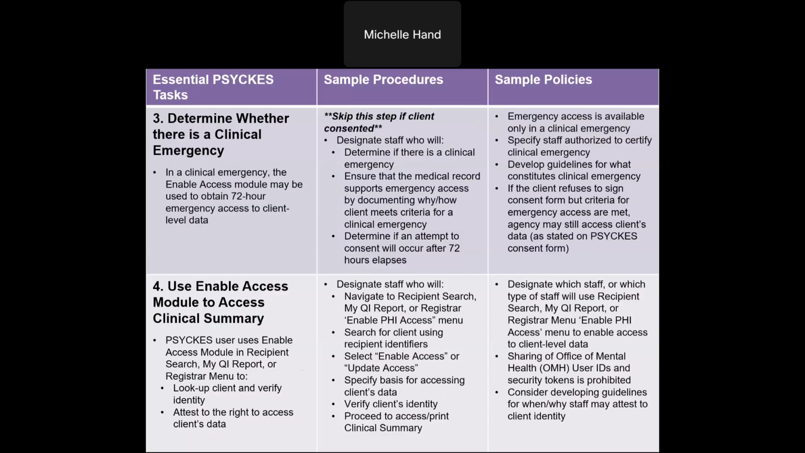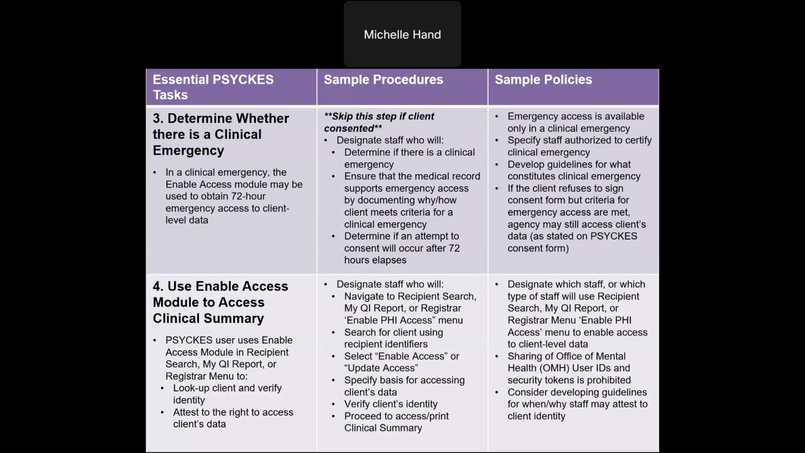So some sample policies would be emergency access is available only in a clinical emergency, and that there's staff specifically authorized to certify that it's a clinical emergency. A policy could be developing guidelines for what constitutes a clinical emergency. And if the client refuses to sign a consent form, but criteria for emergency access is met, the agency can still access that client's data, and that's included on our consent form.